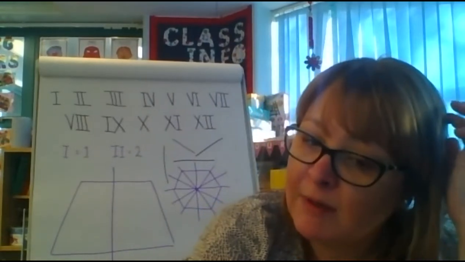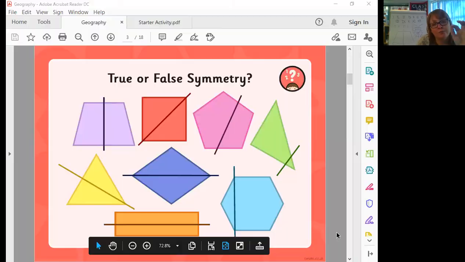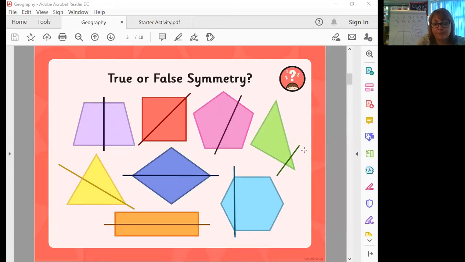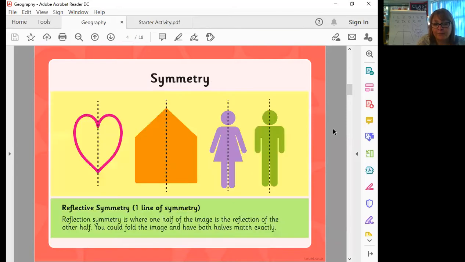So when we're talking about lines of symmetry, it goes through the middle of the shape and both sides have to look the same. So you can see reflection symmetry is where one half of the image is the reflection of the other half. So you can fold it in half and see if both halves match exactly, just like the triangle. They match when it's folded. All right.